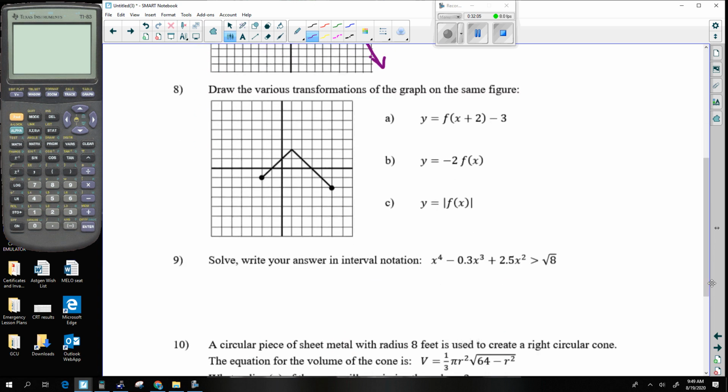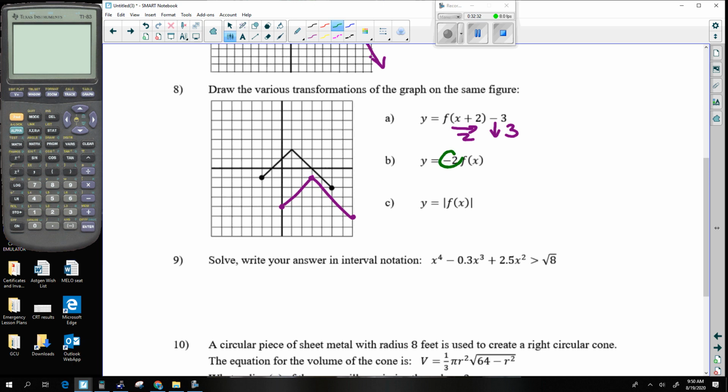Okay, draw the various transformations. So this will be a right 2, down 3, right 2, down 3. So right 2, down 3 of each of the critical points. Right 2, down 3, right 2, down 3. All right, so that's that.